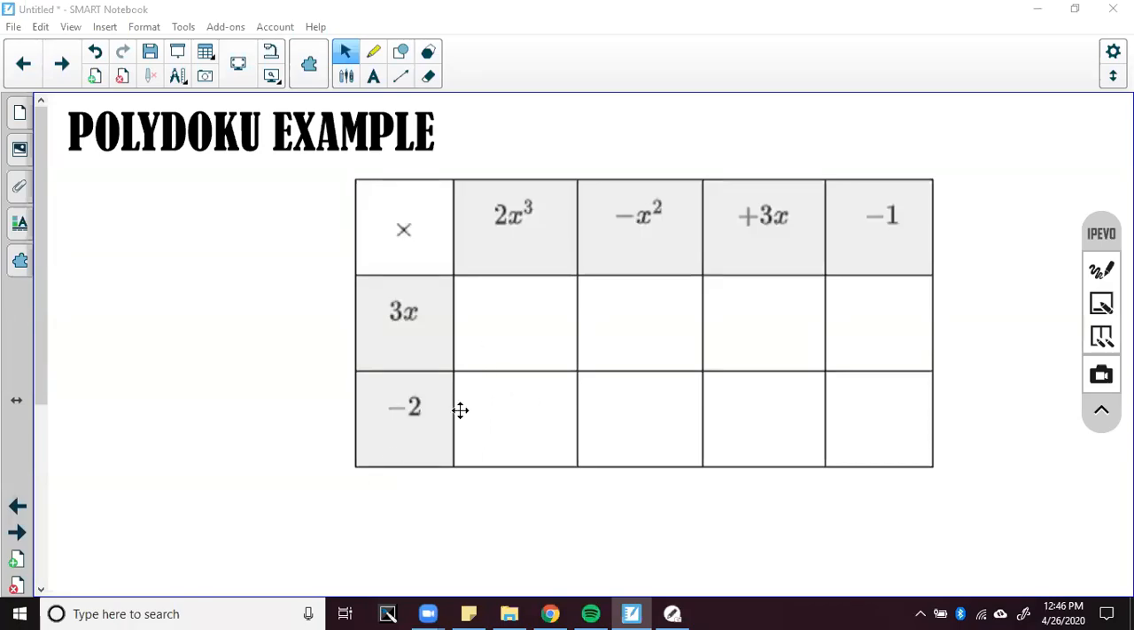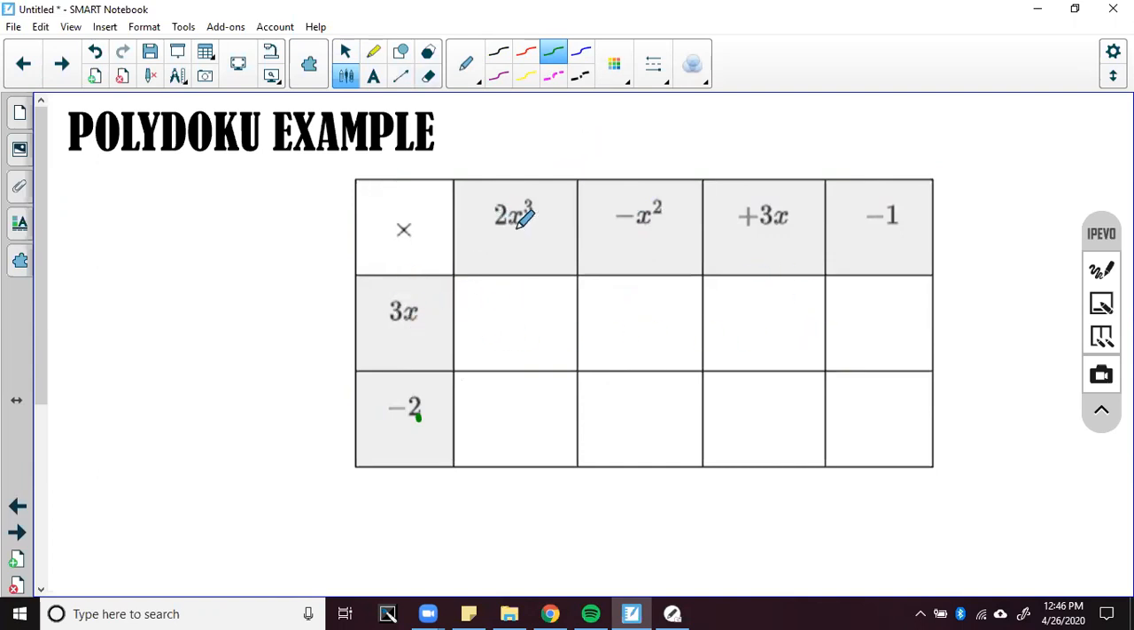All right, so let's go over a Polydoku example. This is the one that is just written in your number 2 box here. So this is an area model, right? We've got 1, 2, 3, 4 by 1, 2. So one factor here with 2 terms and another factor here with 4 terms. So to fill out the inside of our area model, we were going to multiply those outside pieces.